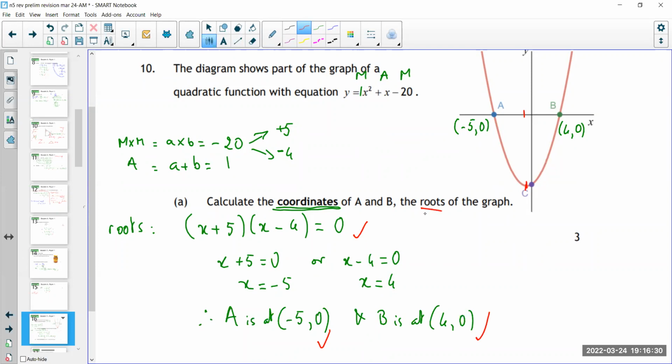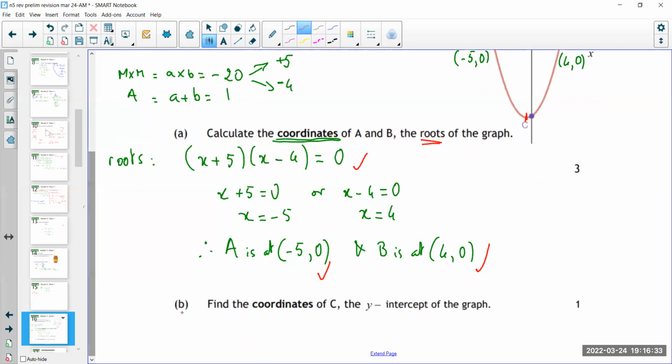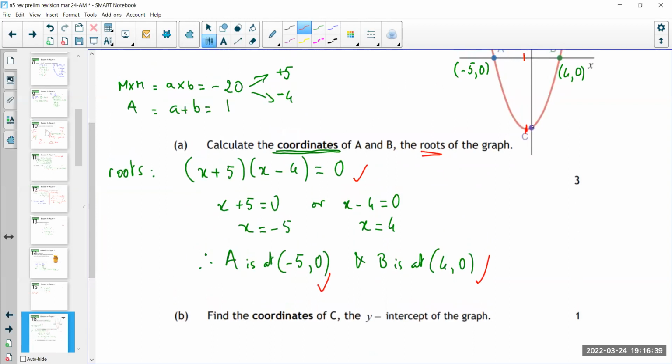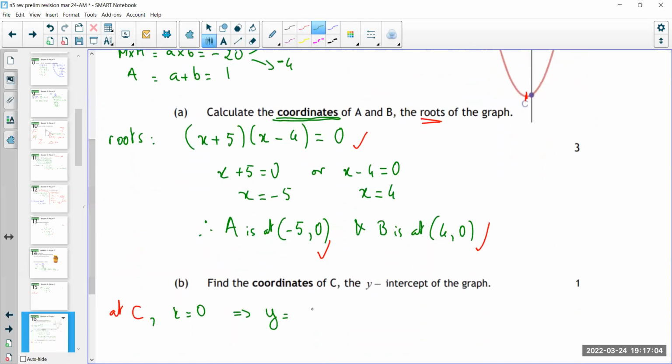Calculate the coordinates, the roots. They've even told you. Find the coordinate of C. C is the y-intercept, not the turning point. Make sure you look at the point here. C is what we called the y-intercept. And at C, x equals 0. You replace x equals 0 into that x squared plus x minus 20. So 0 squared plus 0 minus 20. Then y is equal to negative 20.